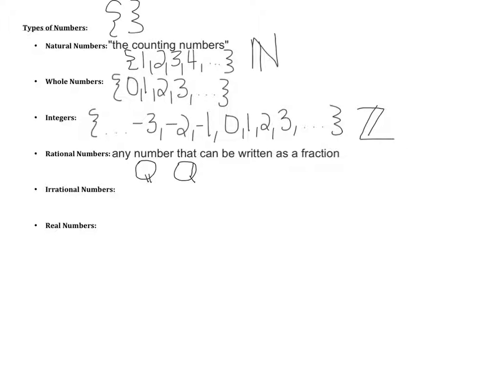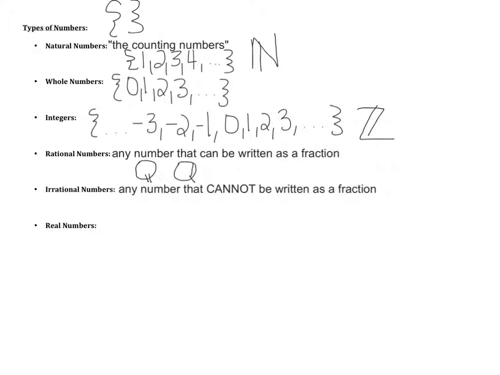Kind of like rational numbers, irrational numbers, you can't really write them as a set of numbers, you can only define them. So irrational numbers are any number that cannot be written as a fraction. If you think about the prefix "ir," that means not. So if rational numbers are numbers that can be written as fractions, irrational numbers would be any numbers that cannot be written as a fraction.